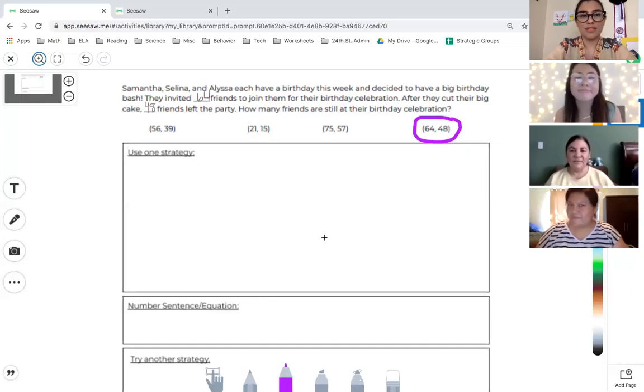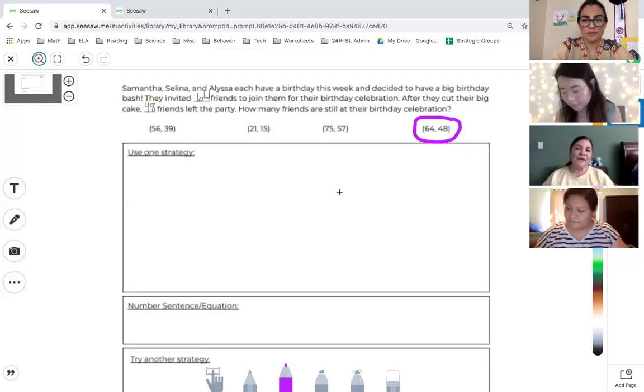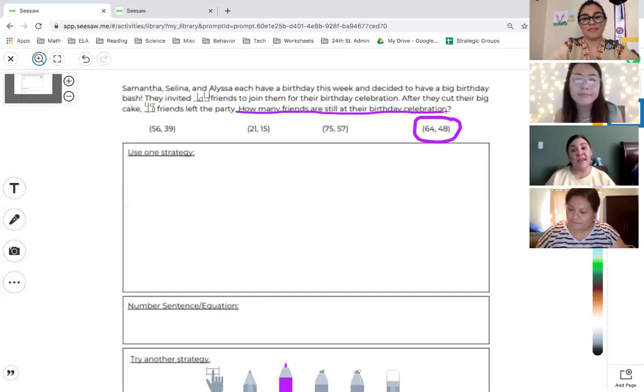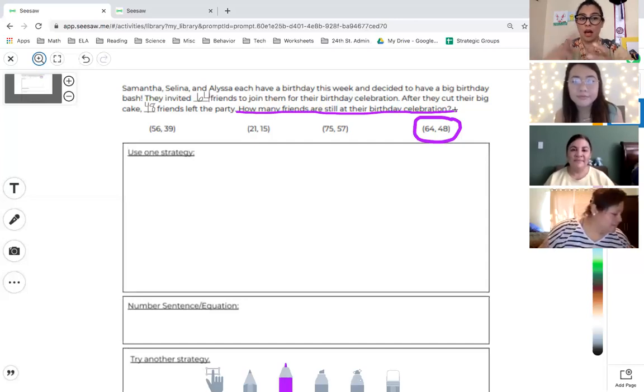So, Ms. Hernandez, what are we being asked to solve in this problem? We need to figure out how many friends are still left at the birthday party when the 48 friends left after the cake. Ooh, thank you. Thank you for that clarification. So we know we need to figure out after they already had the cake, the 48 friends left, how many are left, are still at the party? How many friends are there?